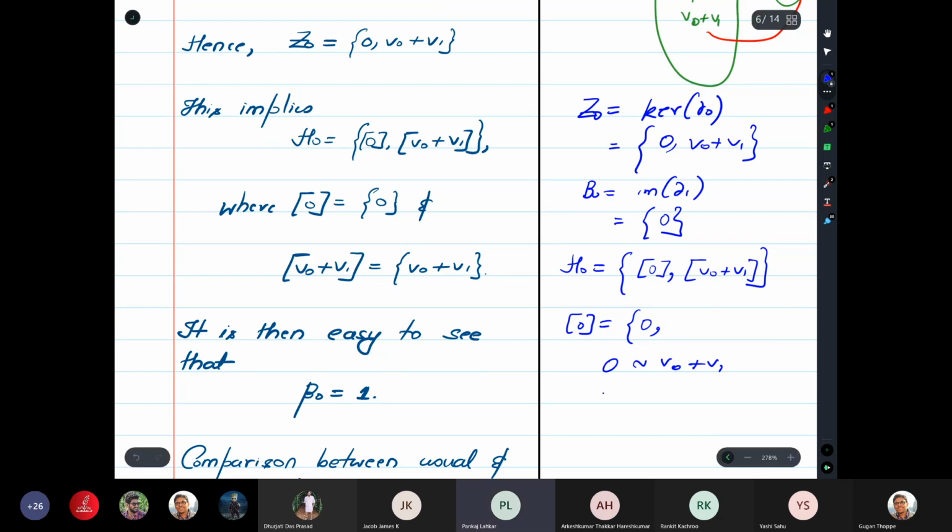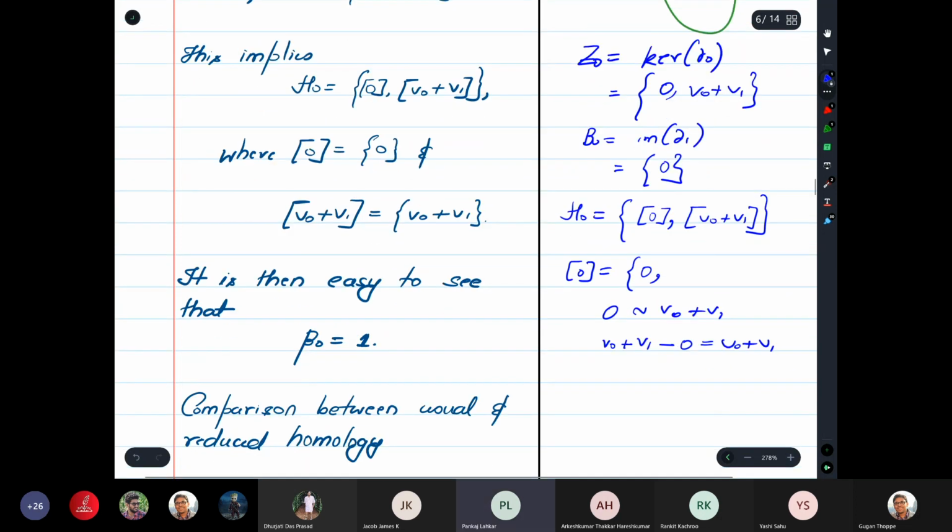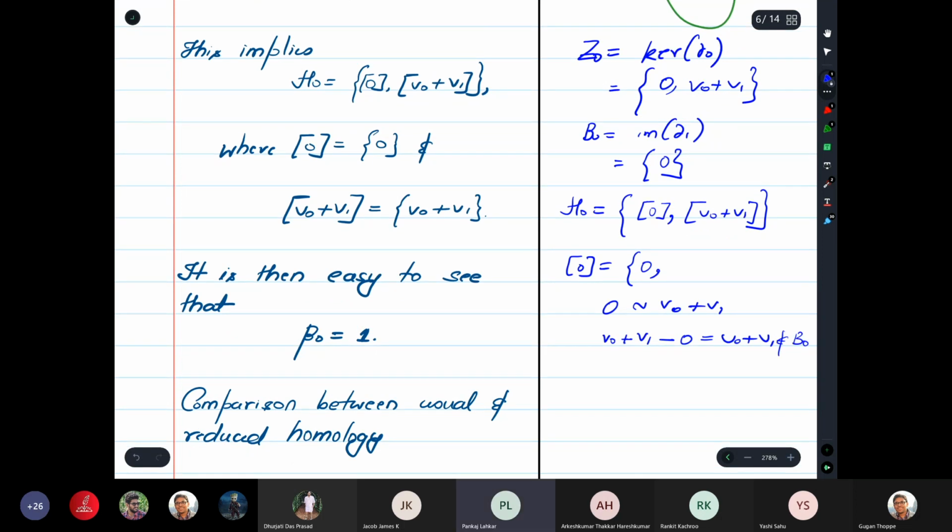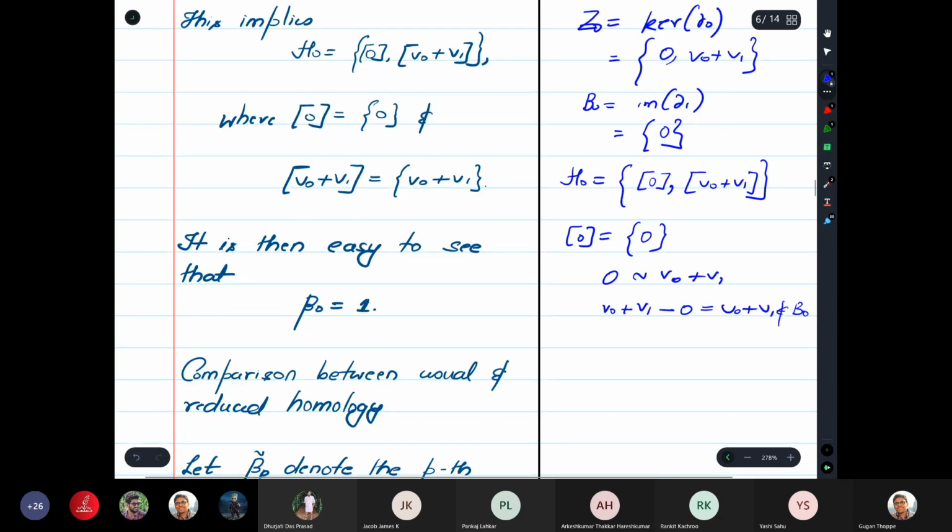Because if I take the inverse of V0 plus V1. Yeah, so how about we look at V0 plus V1 and subtract 0 from this? So this will be V0 plus V1, right? And this does not belong to H0. Is this okay? Yeah. Right. So that's the reason the equivalence class of 0 will only have 0.